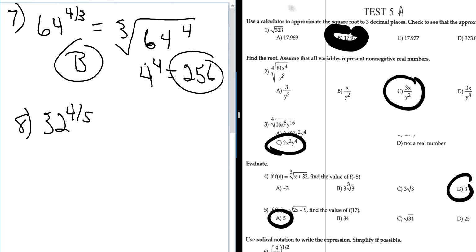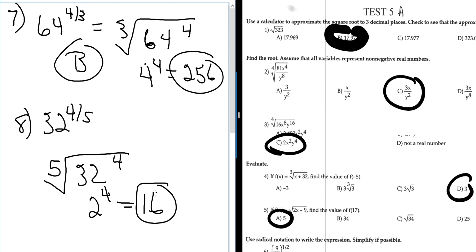Number 8, same concept here. I've got the 5th root of 32 raised to the 4th power. Again, it's easier to take the 5th root of 32, which is 2, and raise it to the 4th power, and that's going to give you 16. The answer to that one is B as well. All right, there's 7 and 8.